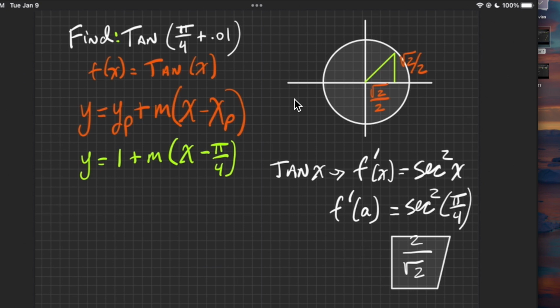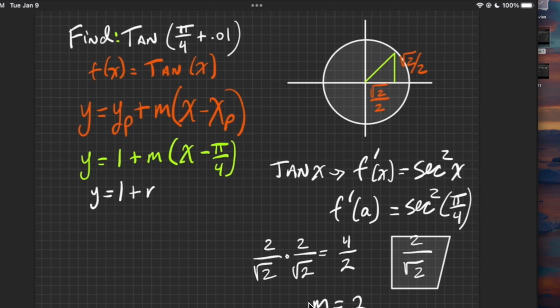We want secant squared. So we're going to take this and multiply by itself. And we're going to end up with 4 over the square root of 4, which is 2, or 2. So the slope at a, that's what this means. F prime of a is the slope at a. That value is 2. So we're going to go ahead and complete our tangent line.